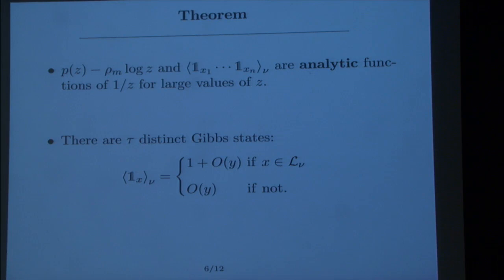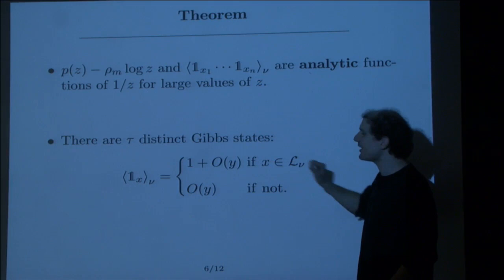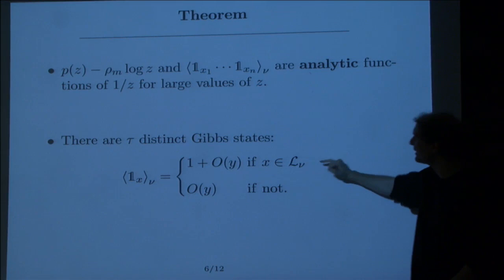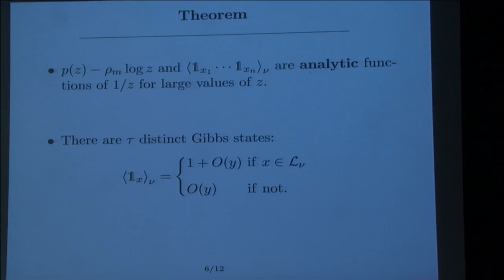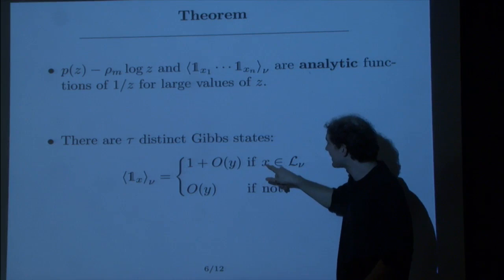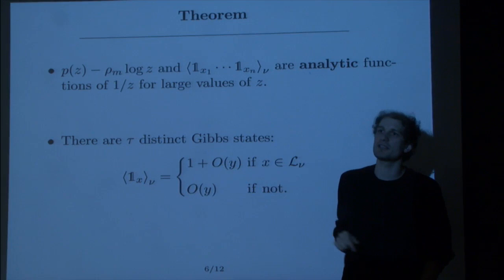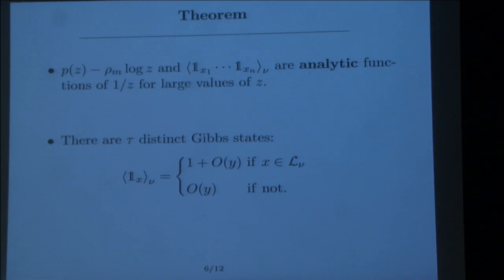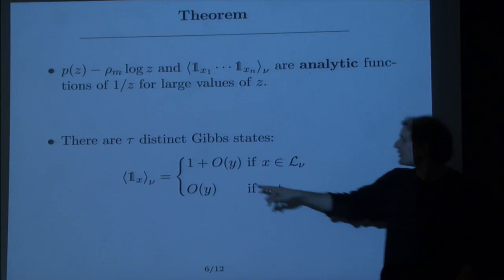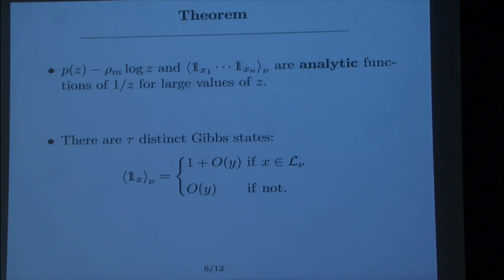Now, this probability depends on where x is. If x is a part of the tiling, meaning that if I had this tiling nu that I put outside my boundary, and I cover the entire space with particles in this tiling, this condition here says that there would be a particle in this tiling at x. If x is such a position, then the probability of finding a particle there is 1 plus a correction, big O of y. y here is 1 over z, where z is the activity. We're looking at high values of the activity. So 1 over z is small, and I call y 1 over z. So I have probability 1 plus a correction that decays like 1 over z. If I'm looking elsewhere, then the probability of finding a particle is small.